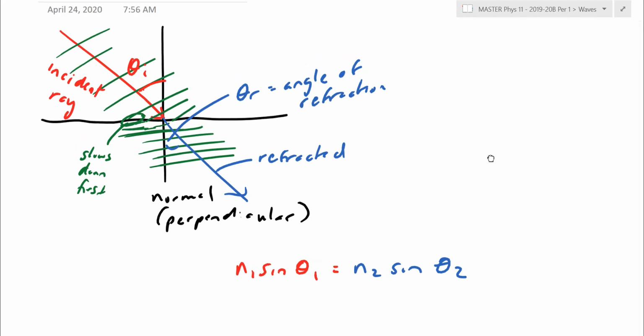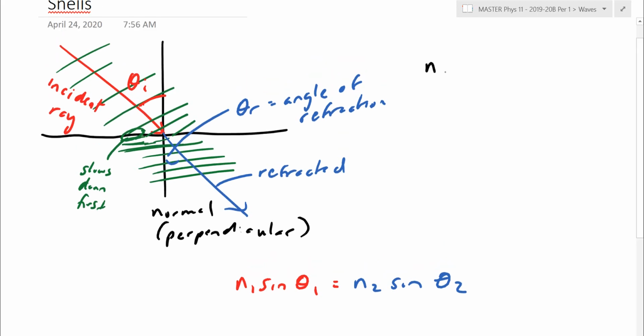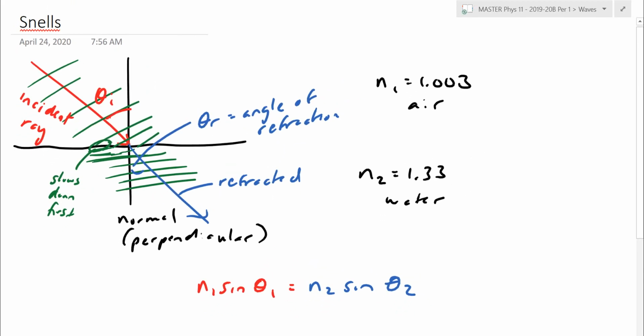So in this case, like in the demo, we started off with n1, which was air, so 1.00, sure, let's put in that 1.003 there for air. And for my n2, I'm entering a medium that's a little bit harder to travel through. For water, also on your formula sheet, the index is going to be 1.33. So recap from last day, we know the second medium here is harder to travel through.